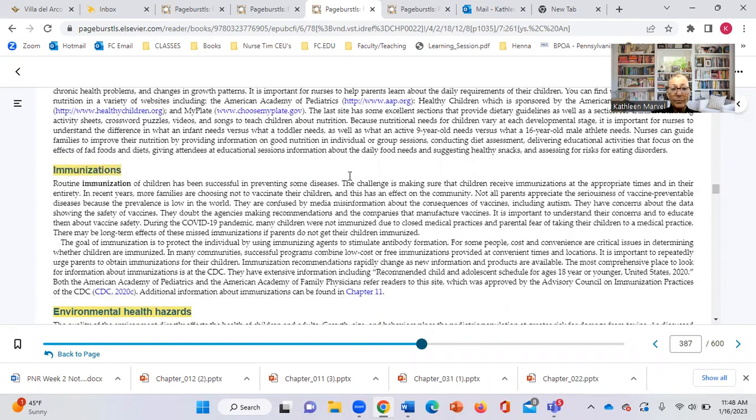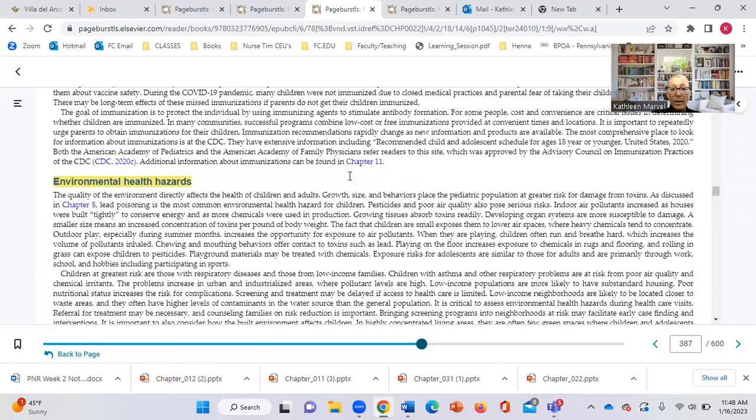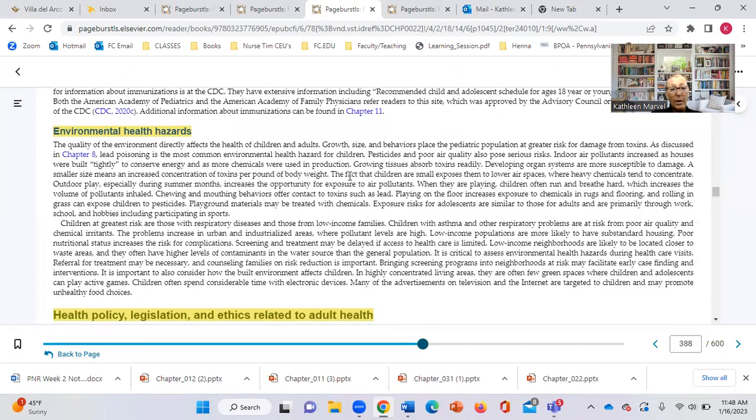Immunizations, right? We know that routine immunizations are the most successful intervention in preventing some diseases. Okay, and then we need to know how to do an environmental health hazard or environmental health risk assessment. Okay, the quality of the environment directly affects the health of our kids.